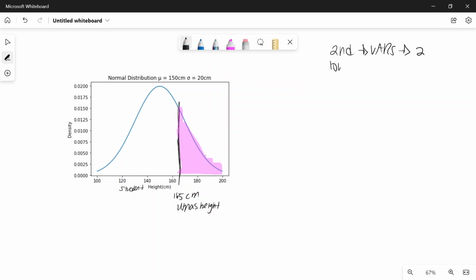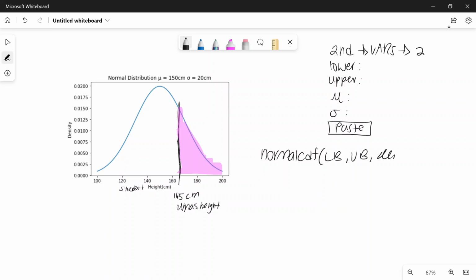Okay, it's going to ask you for your upper bound, your mean, your sigma, and then there's a paste option that when you hover over it, it becomes black. So in other words, it's going to look like this. normalcdf: your lower bound, upper bound, mu, which is your mean, and sigma, which is your standard deviation. So lower bound is basically where you start. So you start here at 165.